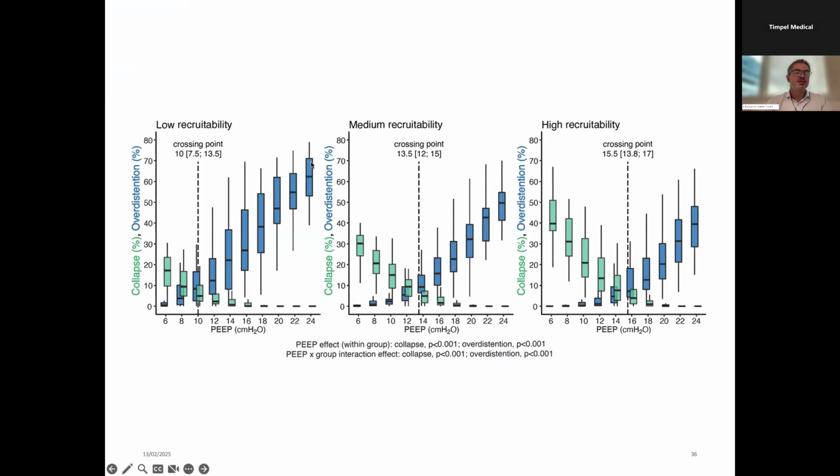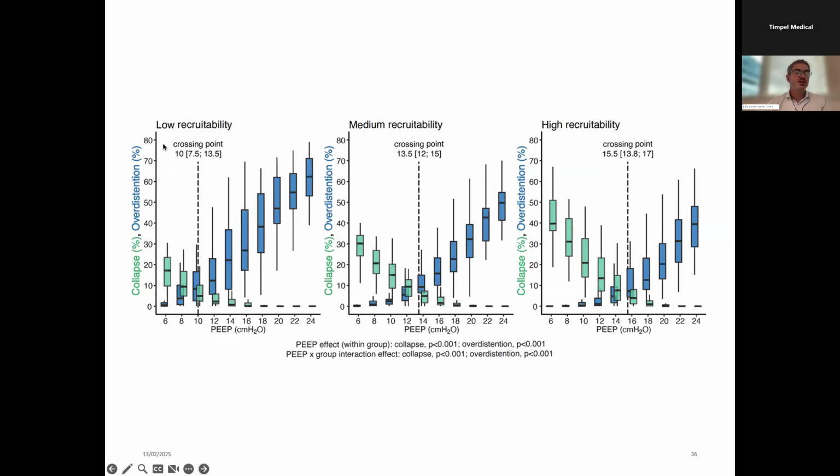So by looking at these 3 groups of low, medium, and high recruitability, they could see that there were differences in the PEEP, optimum PEEP selected according to the crossing point. It's really fairly small here. But if you look at the low recruitable patients, they needed less PEEP, around 10. The medium recruitable patients needed a PEEP of 13, and the high recruiters needed a PEEP of 15, which is the crossing point between the collapse in green and the overdistension in blue.